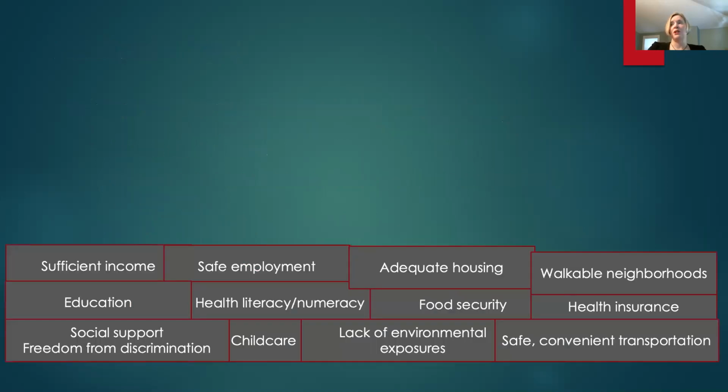Before we move forward, I'd also like to take a moment to reflect on the social scaffolding that we take for granted when we ask patients to manage their diabetes. Safe employment with a living wage, adequate housing and safe and walkable neighborhoods, with a lack of environmental exposures, education, and health literacy and numeracy are critical to managing complex medication regimens, food security to maintain a diabetic diet, childcare and transportation to accommodate office visits and lifestyle modification, and adequate social support and freedom from bias and discrimination. All of these are the scaffold on which we then build the complicated elements of diabetes self-management.